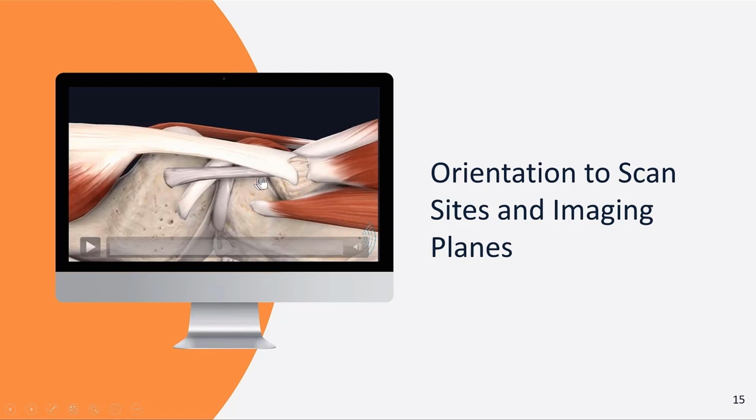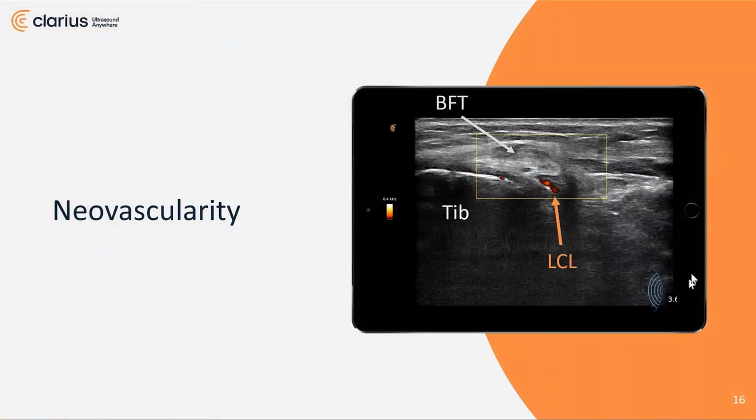We know that fluid is existing in this region as well, but we're going to overlay onto that a slice image that does have a zone, which you're seeing show up here in a yellow square, that will be interpreting blood flow. And you're already seeing a teaser here. This is the lateral collateral ligament. This is the biceps femoris tendon. It's cut in an axial fashion or short axis.